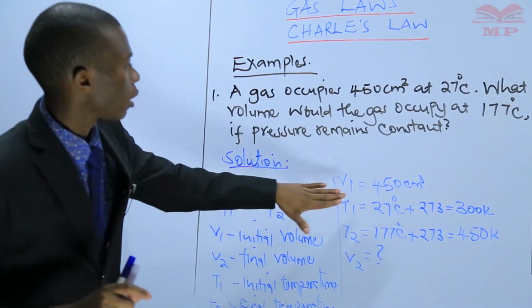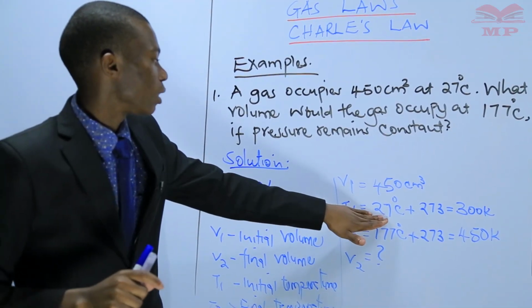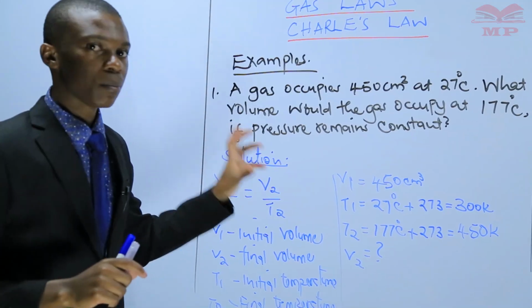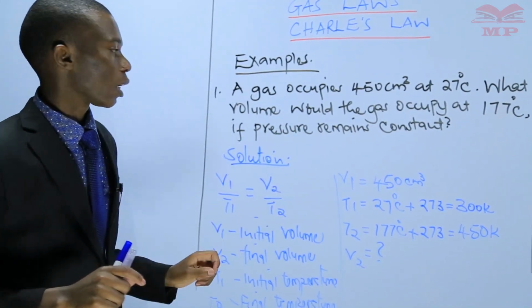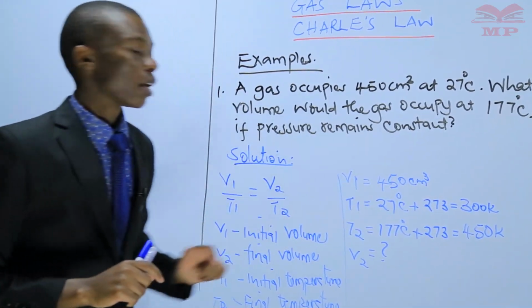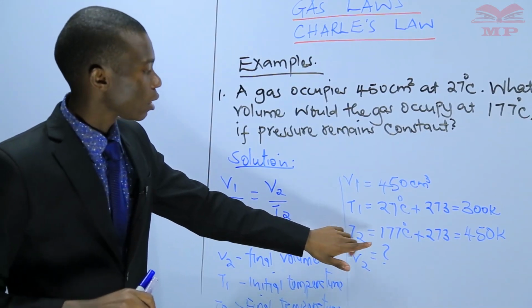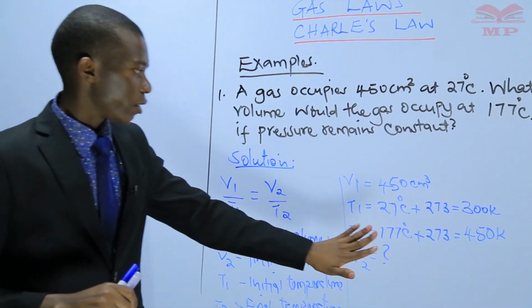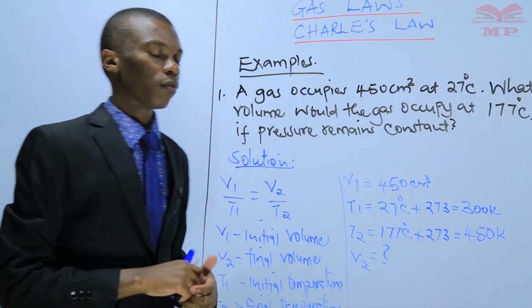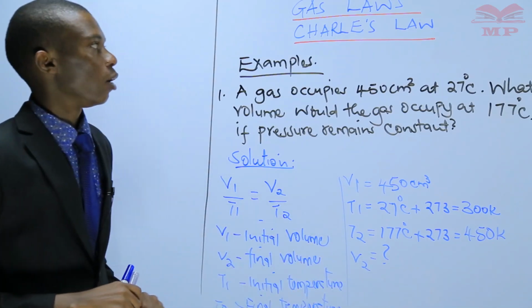We have seen in this question that our V1 is 450 centimeters cubed, our T1 is 27 degrees Celsius. In all the calculations involving Charles' law, you must convert temperature in degrees Celsius to Kelvin, and that's why we have added 273, and you have gotten 300 Kelvin. Then our T2, the second temperature, is 177 degrees Celsius. We have added 273 to convert to Kelvin. You have gotten 450. And we don't have V2, so V2 is what we are looking for.